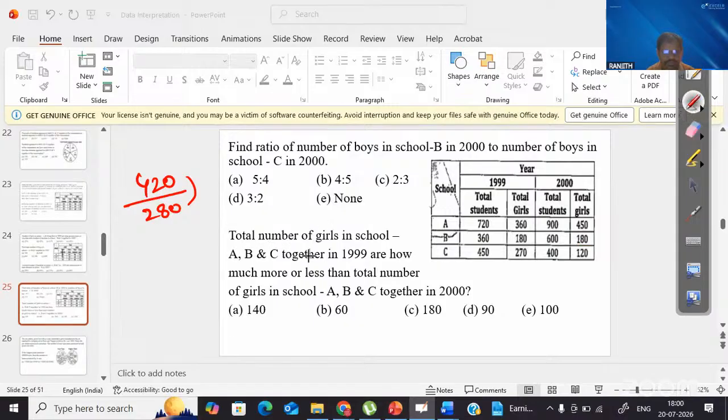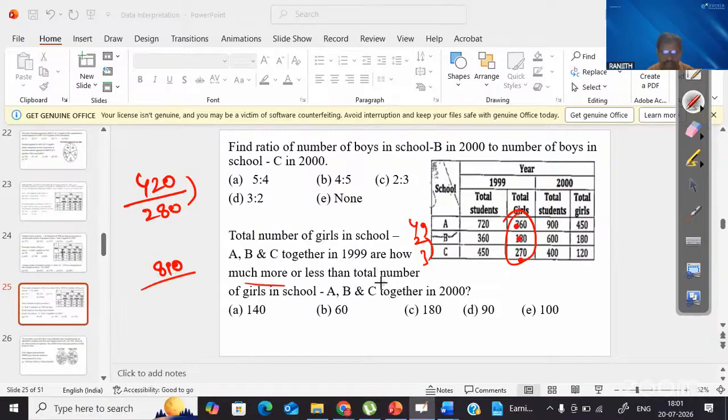Total number of girls in school ABC together in 1999. So total number of girls in ABC 99. It is in the 4 table, 2 table, 9 fours are, 9 twos are, 9 threes are. All are multiples of the 9 table. So 6 plus 3, 8, 10. Total number of girls will be equal to 8, 10.